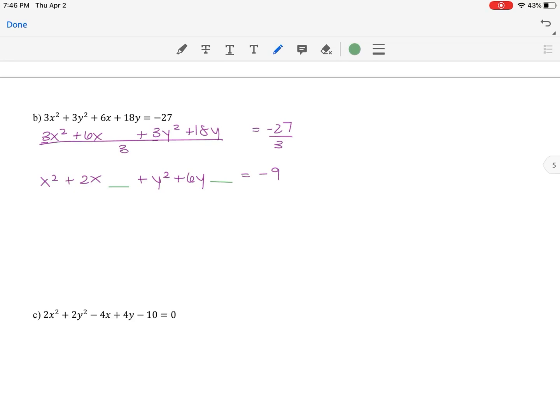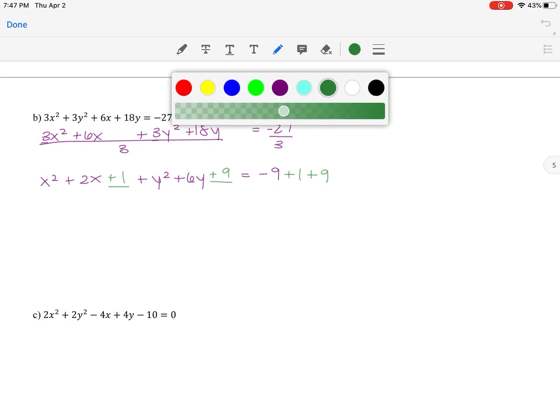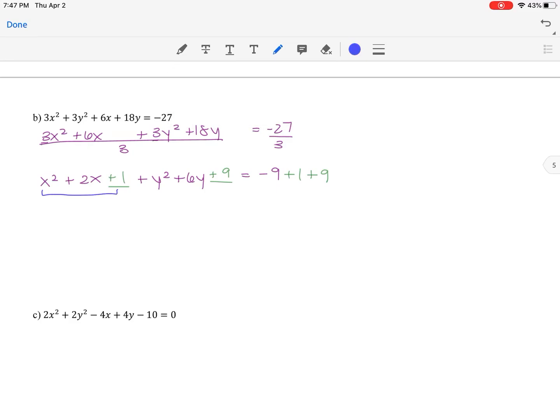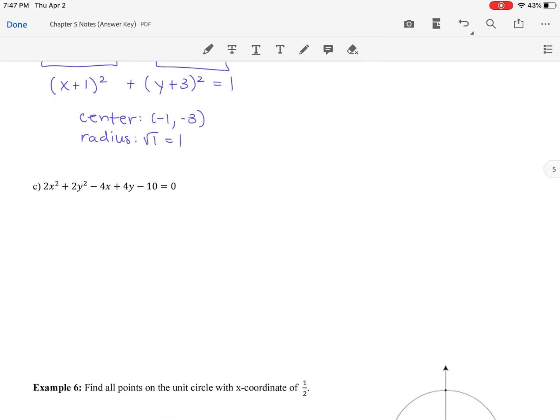Now you go back to completing your square again, so we've got to figure out what numbers go in those blanks. 2 divided by 2 is 1, squared is plus 1. Whatever you do to the left, also do to the right. 6 divided by 2 is 3, 3 squared is 9. Whatever you do to the left, also do to the right. Now go ahead and follow what we did above. We're going to do our grouping. How does this first trinomial factor? What multiplies to 1 and adds to 2? Well, that's 1 and 1, so (x + 1) squared. Plus what multiplies to 9 and adds to 6, that's (y + 3) squared, equals 1. So therefore, your center is at (-1, -3), and your radius is the square root of 1, which is equal to 1.